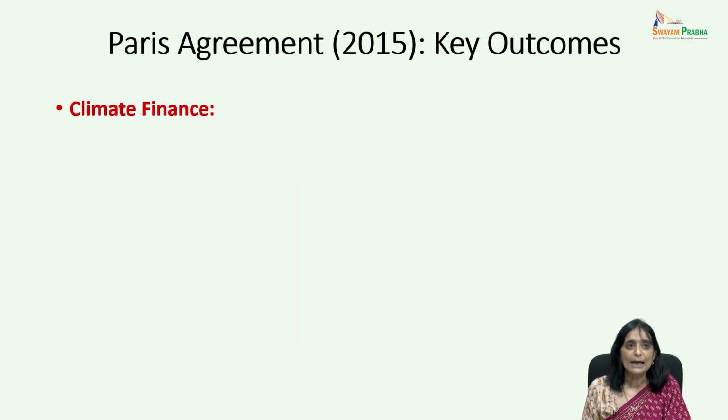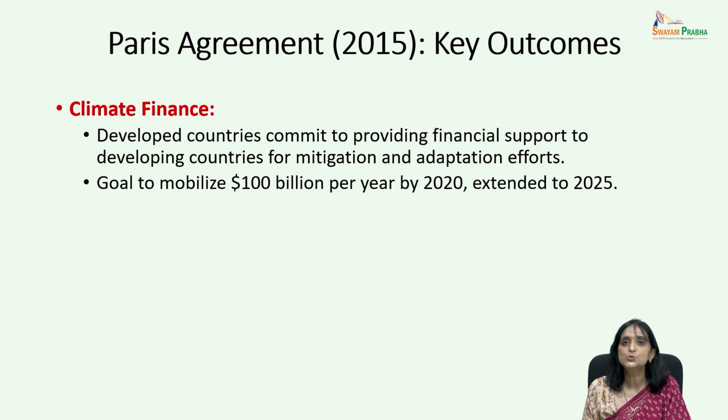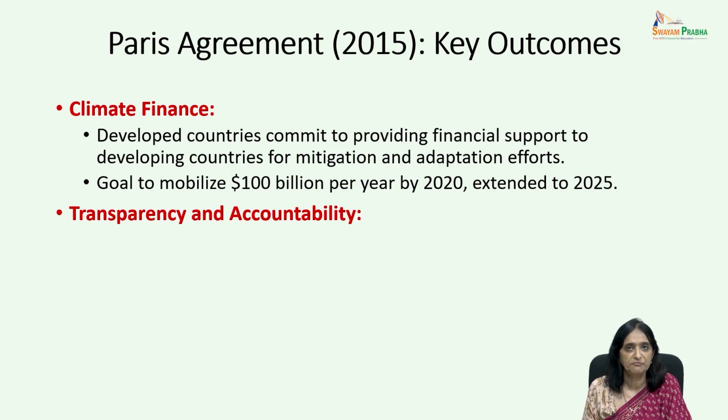It also talked about climate finance, which is the buzzword these days. Even in the recent budget, the Honorable Finance Minister has given a taxonomy for climate finance. So that has arisen from the Paris Agreement. Climate finance was a key outcome of the Paris Agreement, where the developed countries committed to provide financial support to the developing countries for mitigation and adaptation efforts for climate change. And the goal is to mobilize 100 billion per year by 2020, which is now extended to 2025.